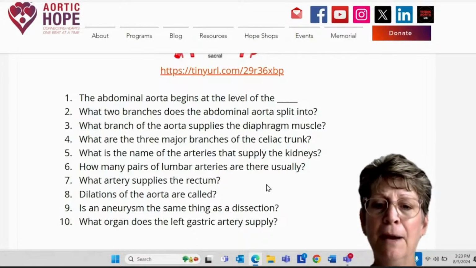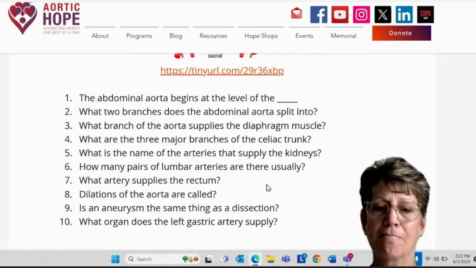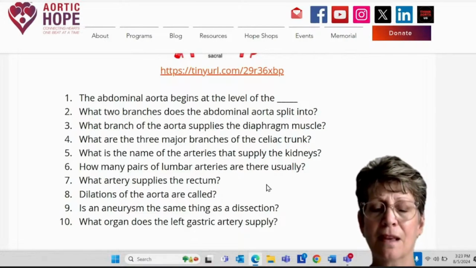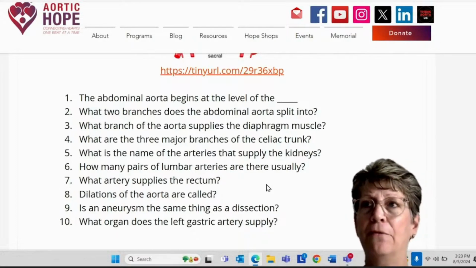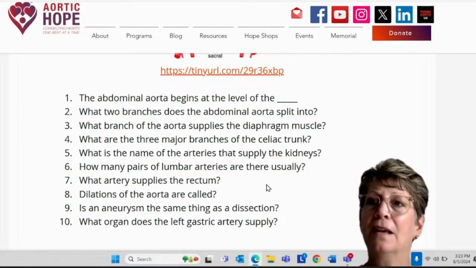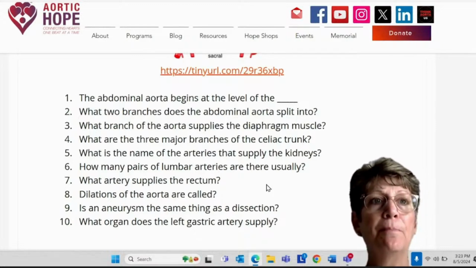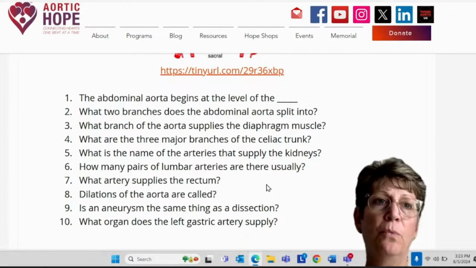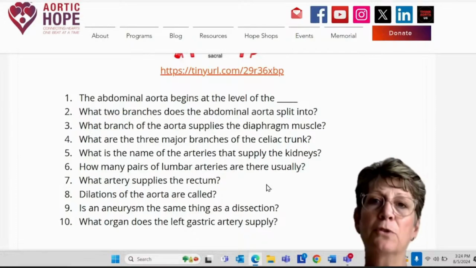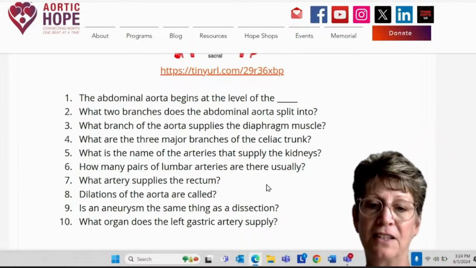How many pairs of lumbar arteries are there usually? Four pairs. Really? Yep. When it says usually, it must be one of those things that can differ from person to person. And I have read, because I had just had the carotid bypass, they were explaining to me that sometimes where your carotid artery comes off can be in different places. So that was interesting. That must be where it says usually.